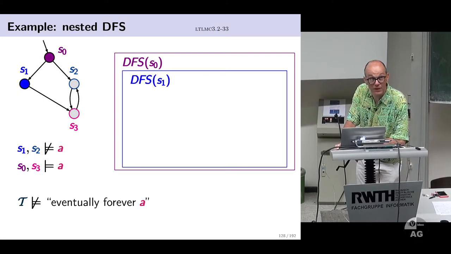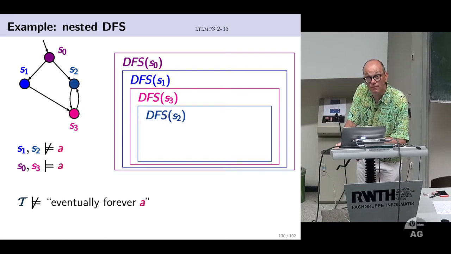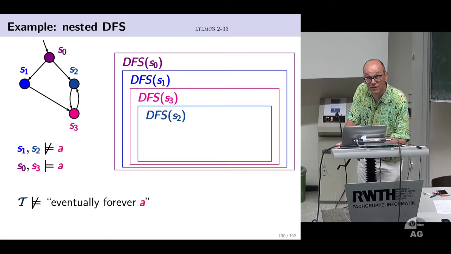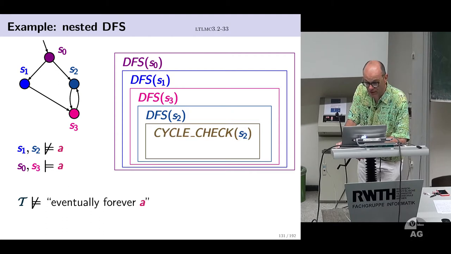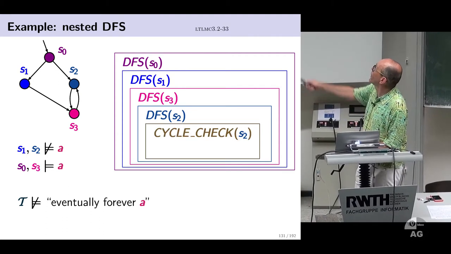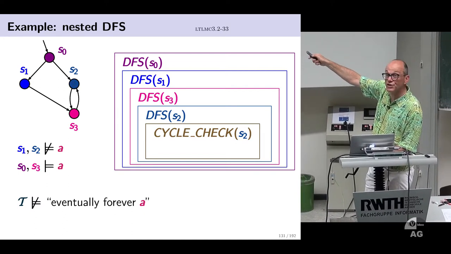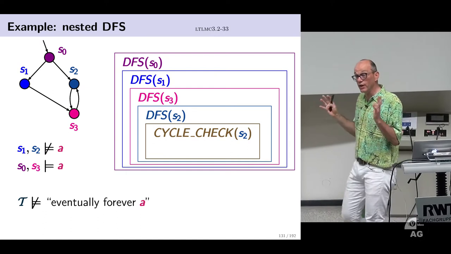S1 is bad, but don't pay any attention. We just continue to S3. We go to S2. And at some point, we have found now all reachable states starting from S0. Now we do backtracking, so to speak. What does that mean? Actually, now I have found S2. I have also found all reachable states from S2. So S2 is fully expanded.